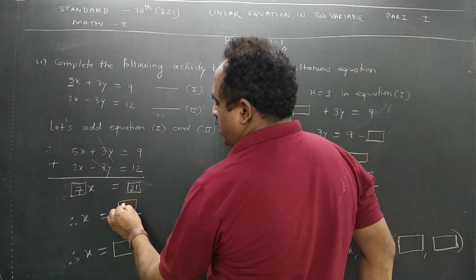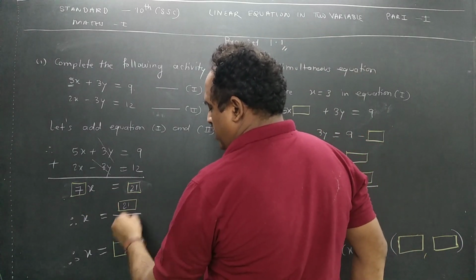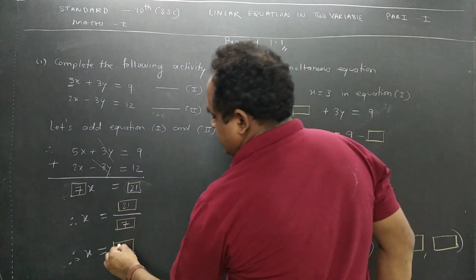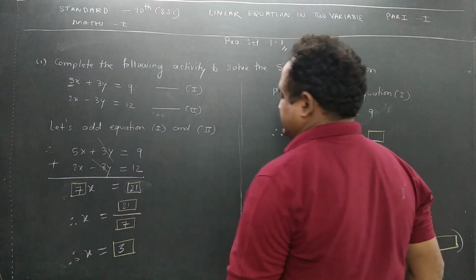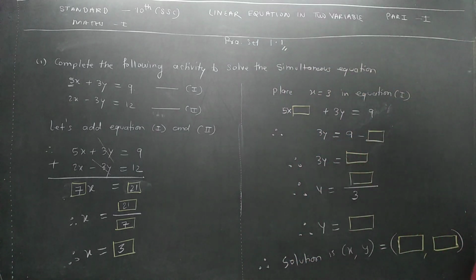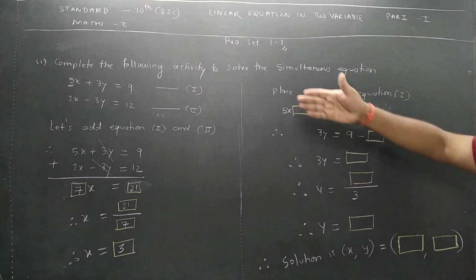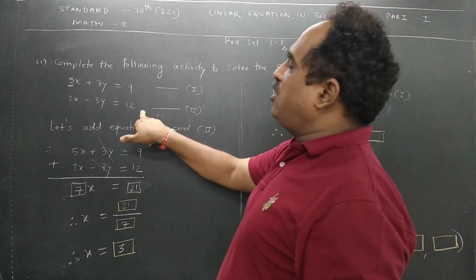7x is equal to 21, so x is 21 upon 7. If I cancel, 7 3s are 21, so what do you get? x is equal to 3. Have you understood this now? Now place this x is equal to 3 in which equation? Whichever you like, this equation or this equation.